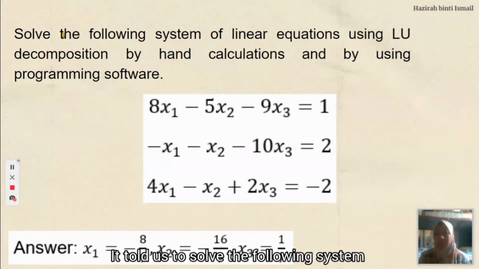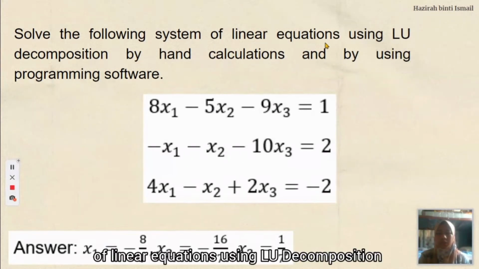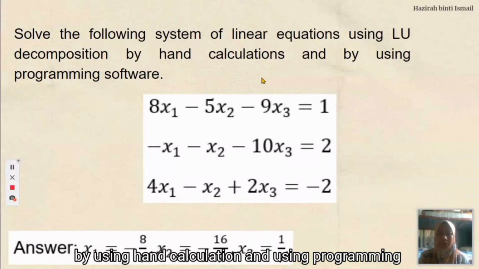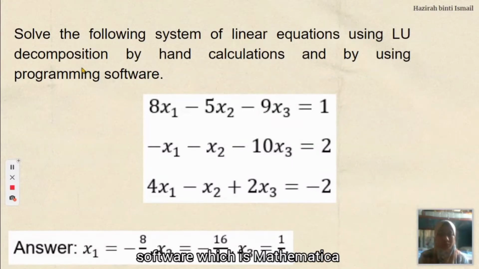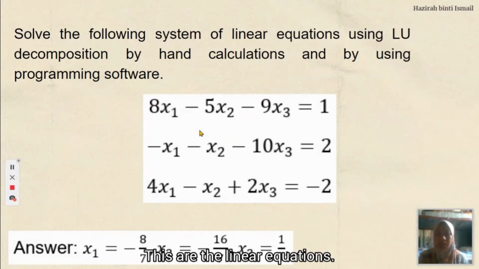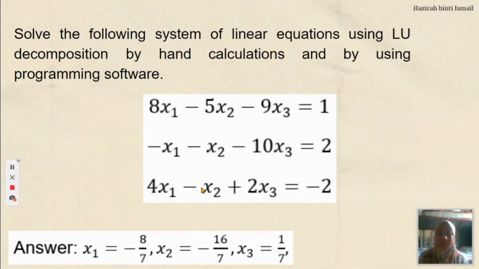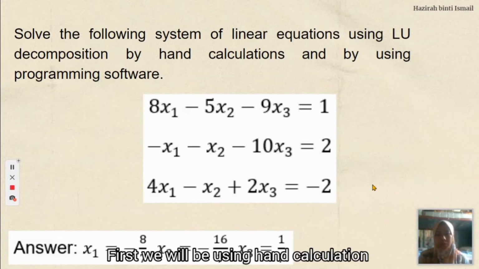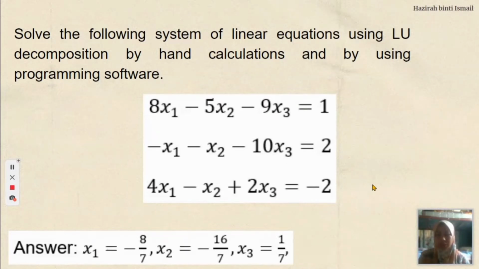It told us to solve the following system of linear equations using LU decomposition, by using hand calculation and using programming software, which is Mathematica. These are the linear equations. There are three of them: the first one, the second one, and the third one. First, we will be using hand calculation to solve the problem.